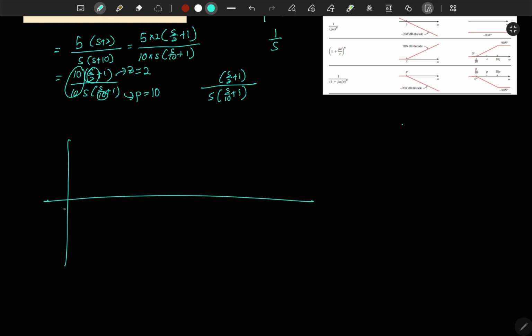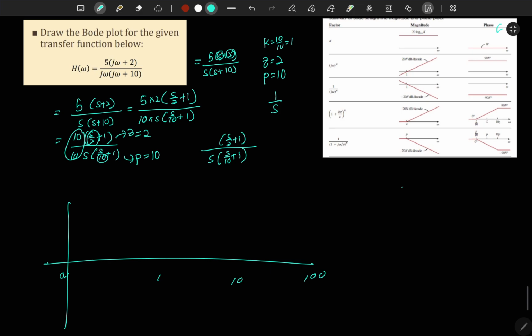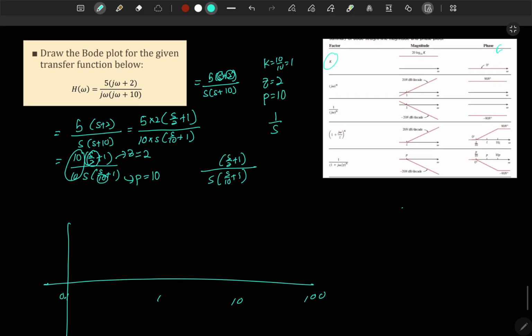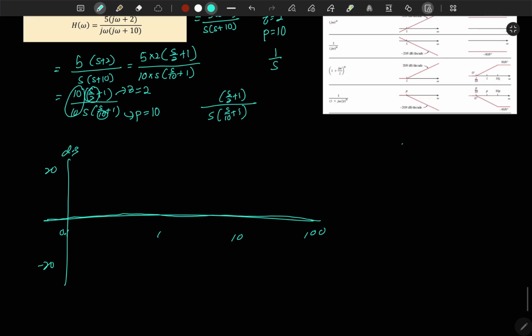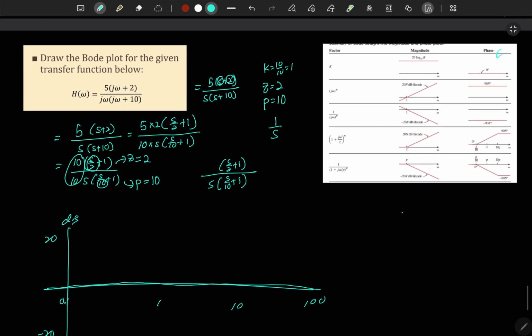And then every time you want to start, you start with 0.1, then 1, then 10, then 100, and so on. Okay. Now first thing first, we check whether we have k. We have k as 1. So 20 log k is equivalent to 20. Okay, our k is 1. So 20 log10 of 1 is equivalent to 0. So a straight line at 0 dB. Okay, this is dB, so this is 20 dB and this is negative 20. This is a rough sketch, so beware.